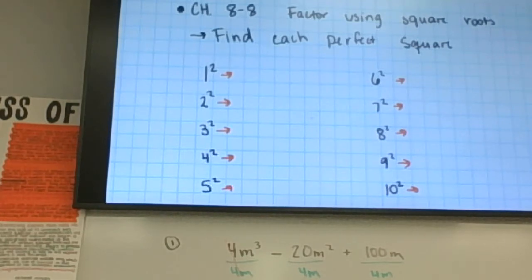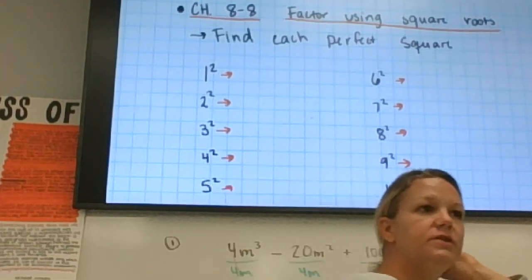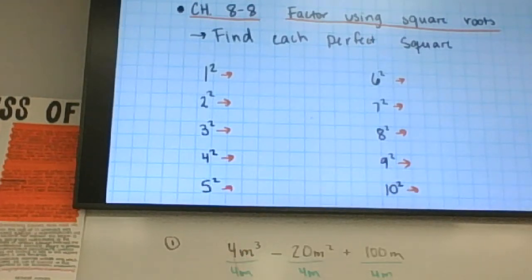Alright, you can title your notes chapter 8-8. And today we're going to factor using square roots, which is the quickest and easiest type of factoring. This isn't the main topic, this is just like a warm up. You'll be successful square rooting if you remember the numbers that can be square rooted.